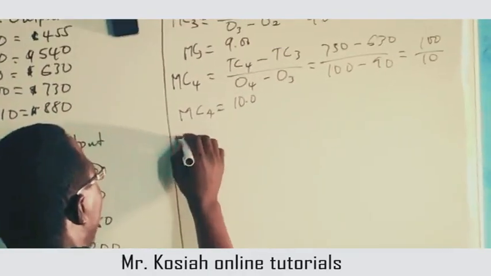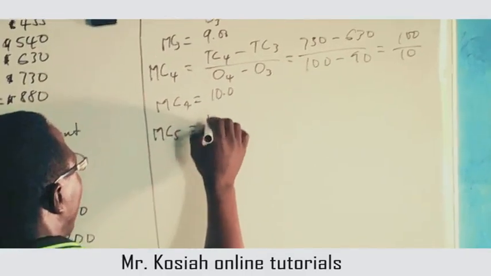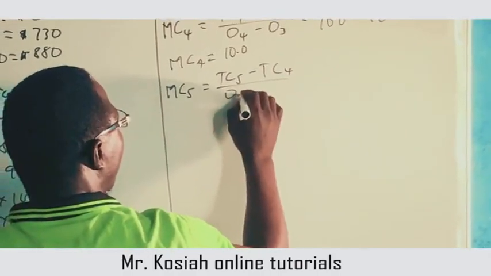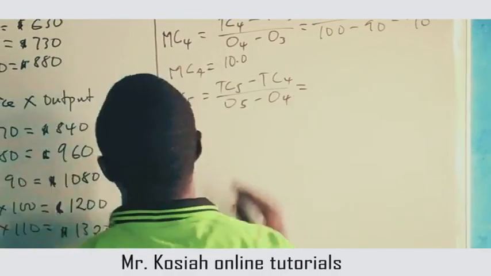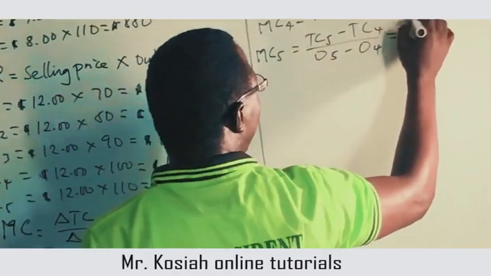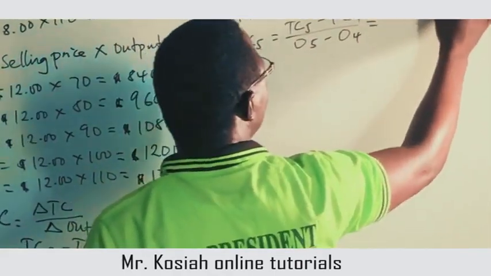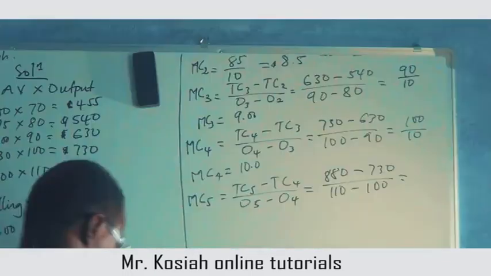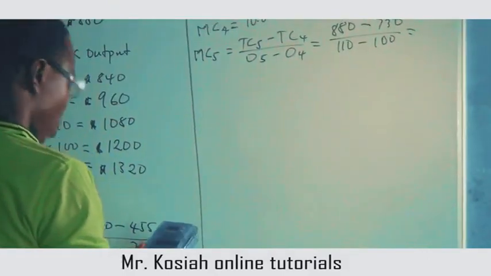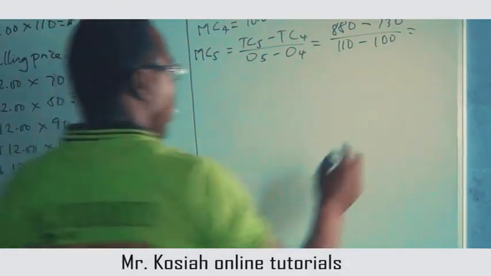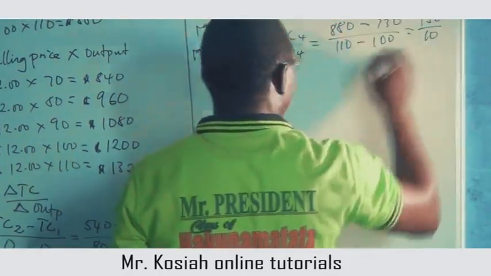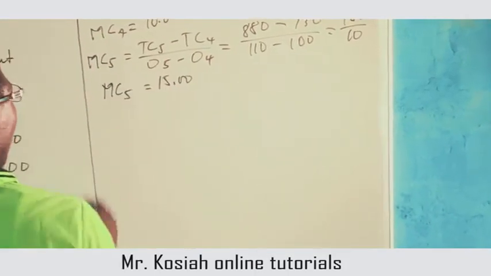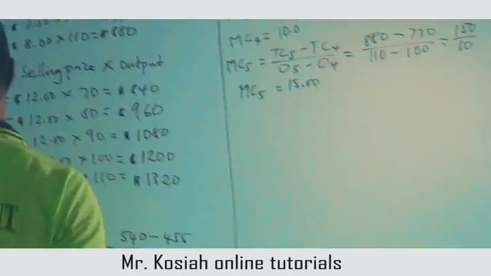So marginal cost at 5, this is total cost at 5 minus total cost at 4, all over output at 5 minus output at 4. And this gives us 880 minus 730, over 110 minus 100, and this gives us 150 divided by 10. So the marginal cost at 5 is equal to $15. So now, the next question will be, what is the profit?